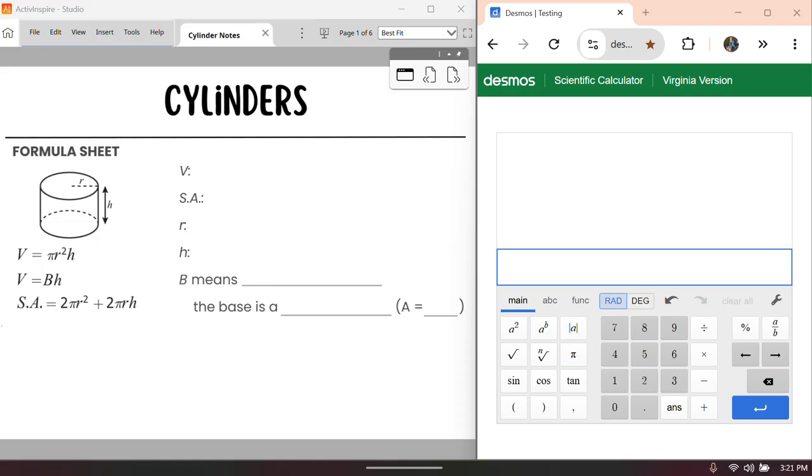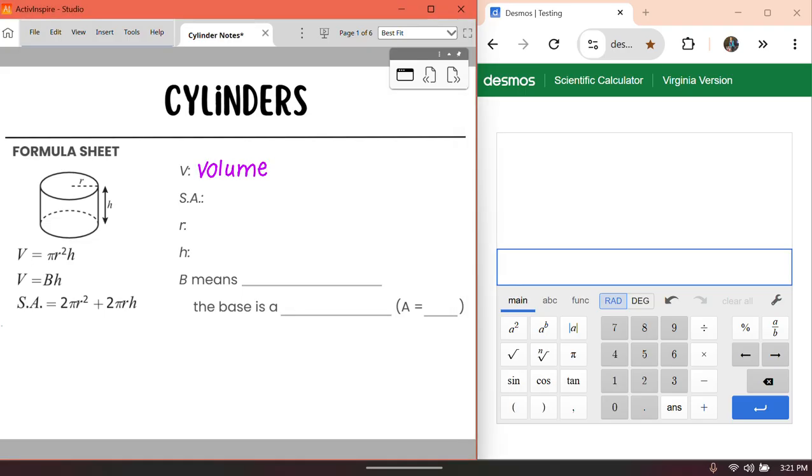We're given three formulas, two for volume, which we've talked about before. Volume is the inside of a shape. And then we are given one formula for surface area, which is the outside of a shape.